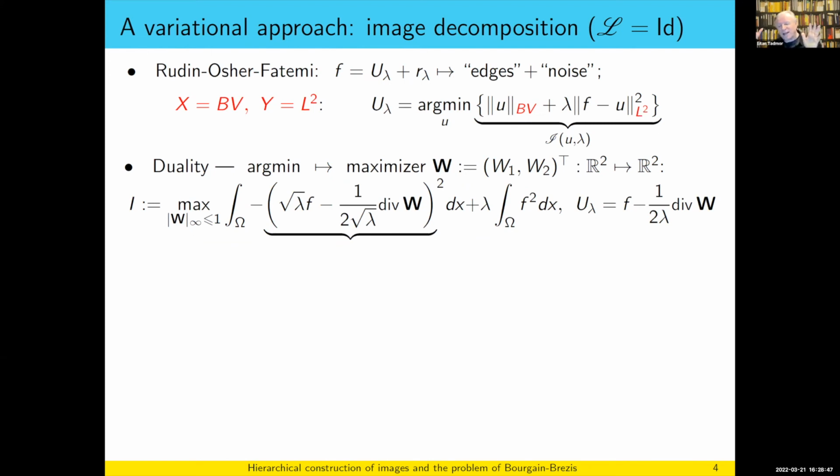It's a delicate matter. If this would not be L2, then this would not be BV, and this goes back to ROF. So there's a very delicate matter here. But as far as colored images, these are just functions in L2 with 3 components. Mm-hmm. Okay, thank you.